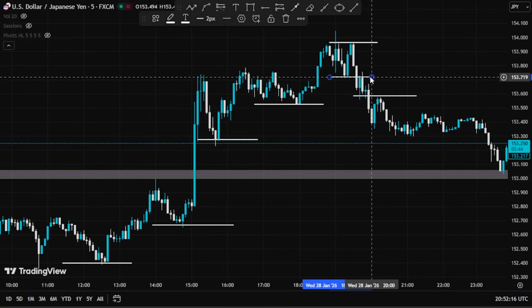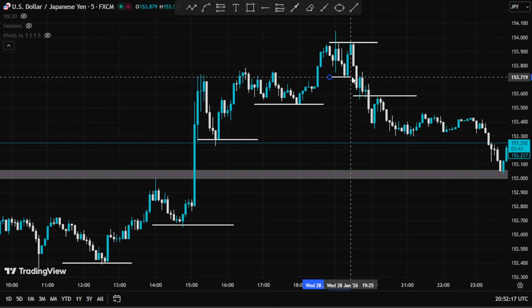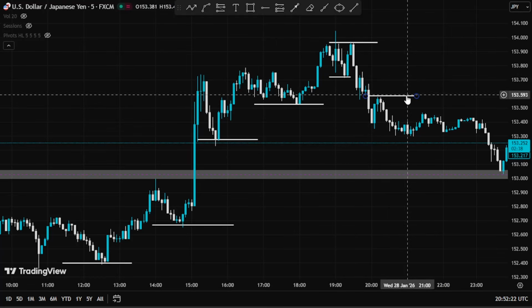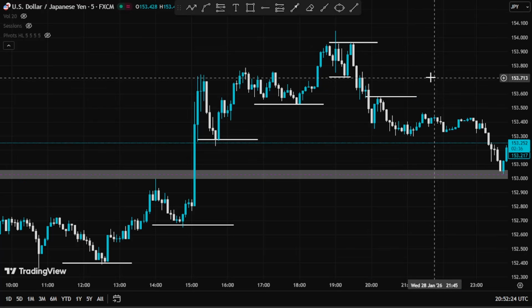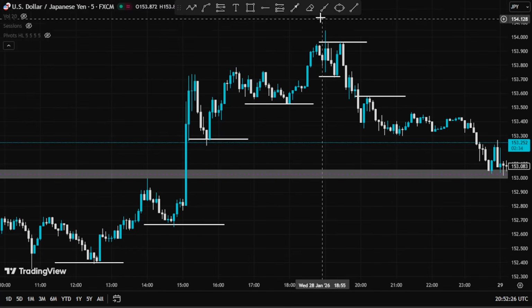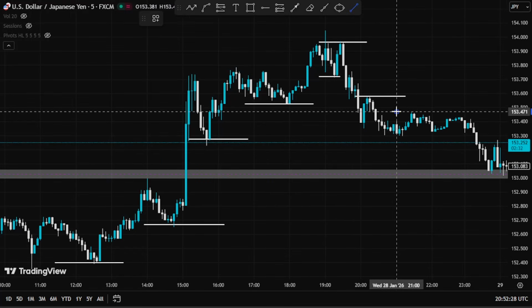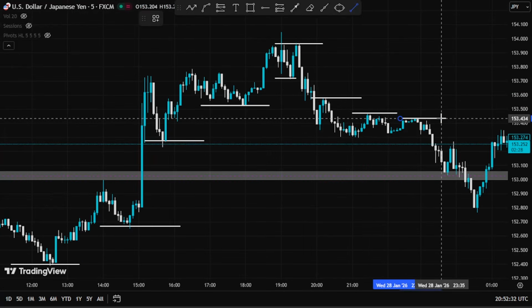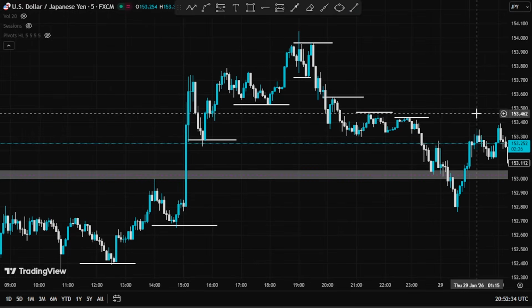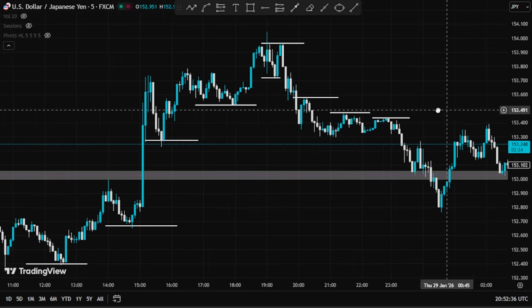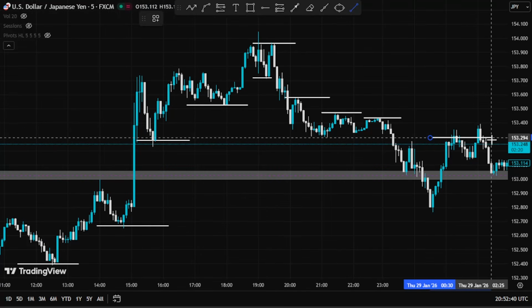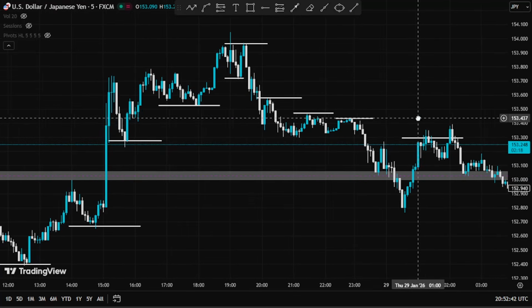Okay, so you are going to do what you did from the beginning, and you're just going to mark the swing highs. Okay, you're going to mark the swing highs because price has given you an indication and you're tracking the correction. You are tracking the correction by marking your swing highs. This is the correction. Okay.